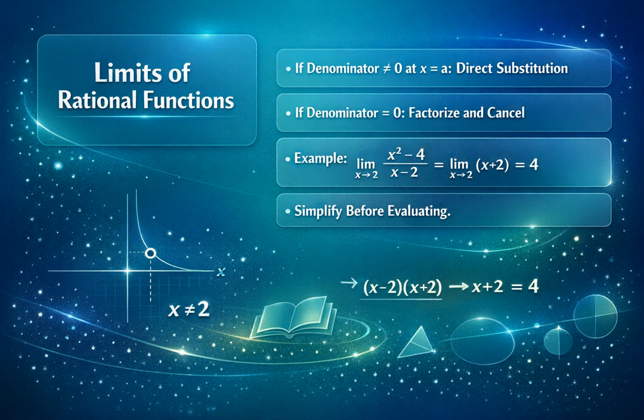For example, limit as x approaches 2 of x squared minus 4 over x minus 2. Factor as x plus 2 times x minus 2 over x minus 2, cancel to get x plus 2, giving limit 4.